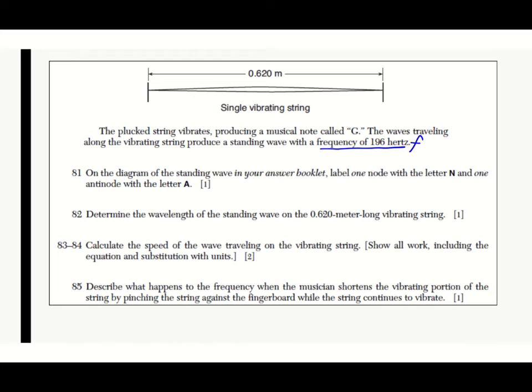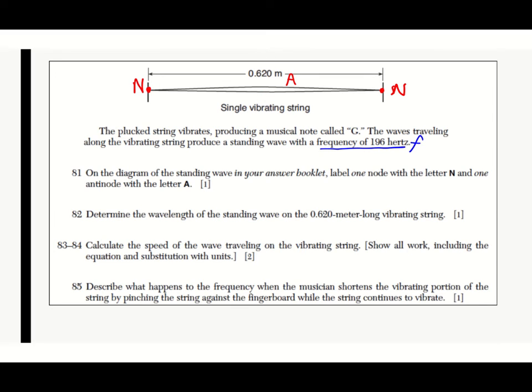81. On the diagram of the standing wave in your answer booklet, label one node with N and one antinode with letter A. So I'm going to put this in red. The nodes are these two fixed ends, those two points that look like they're staying in the spot. So you could put that or that. Either one's acceptable. And then the part that vibrates up and down at maximum displacement amplitude, that's the antinode, right there. So the two fixed ends here and here are the nodes, and this part of the wave that vibrates up and down for a standing wave is the antinode.